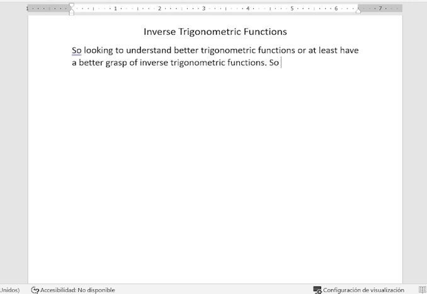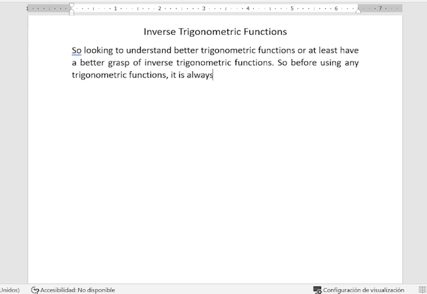Before using any trigonometric functions, it is always best to know where they came from and test their validity.